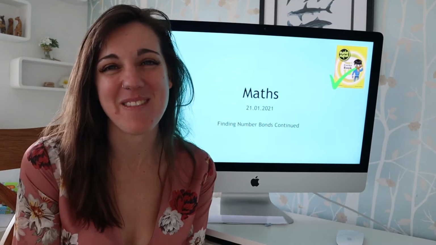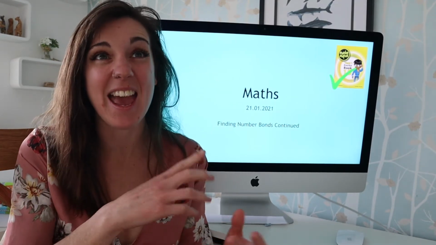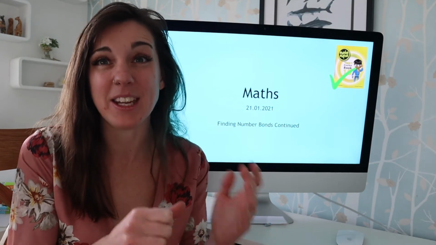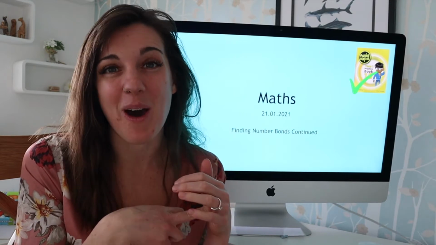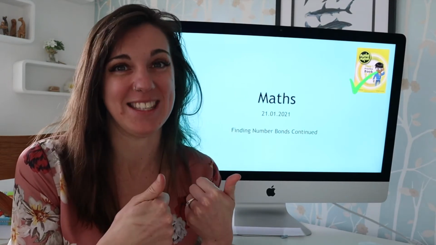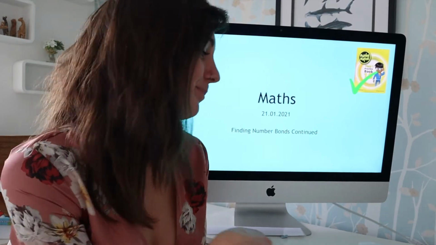Your maths was amazing and I loved seeing all your number bonds represented on your aliens and in all those different ways as well. You used tens frames, you drew the numbers, you used part whole models. You are amazing. We are nearly there and we're nearly at the end of the week, so keep going.